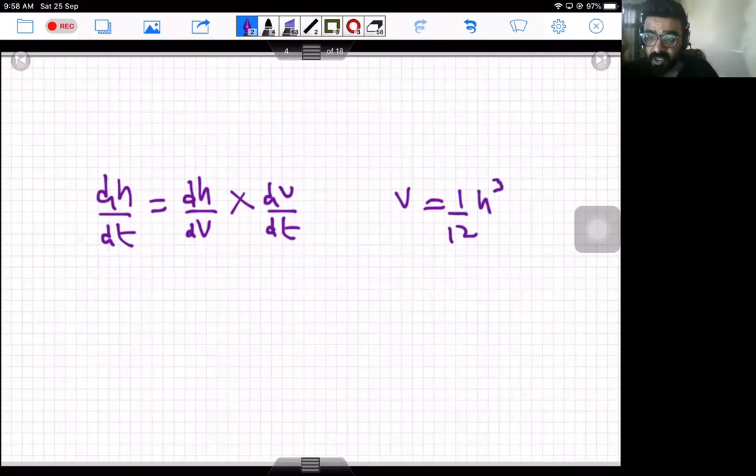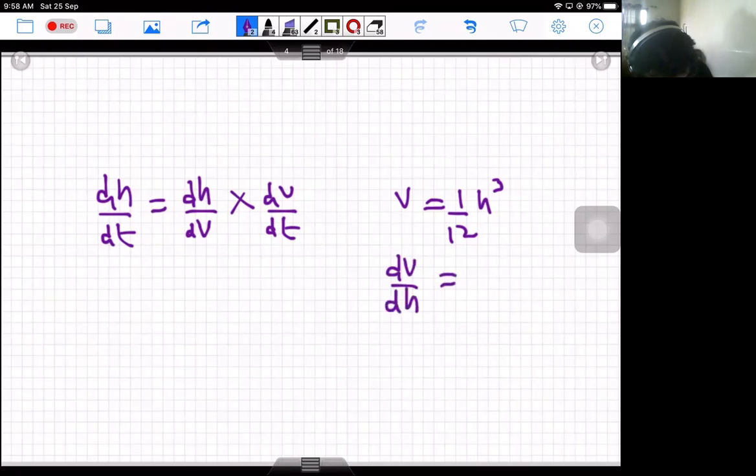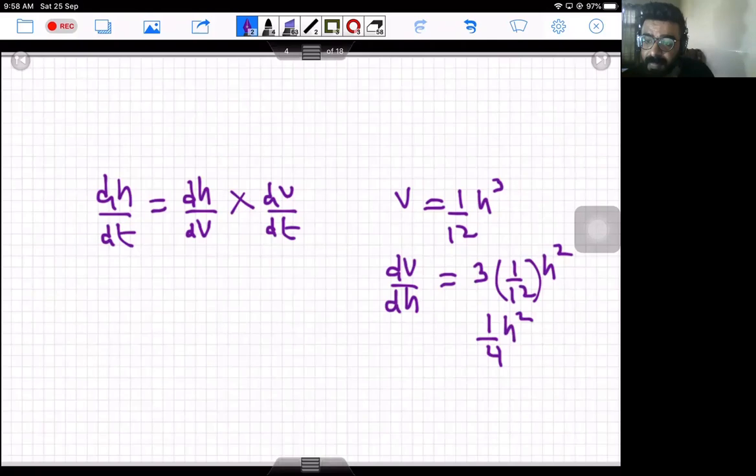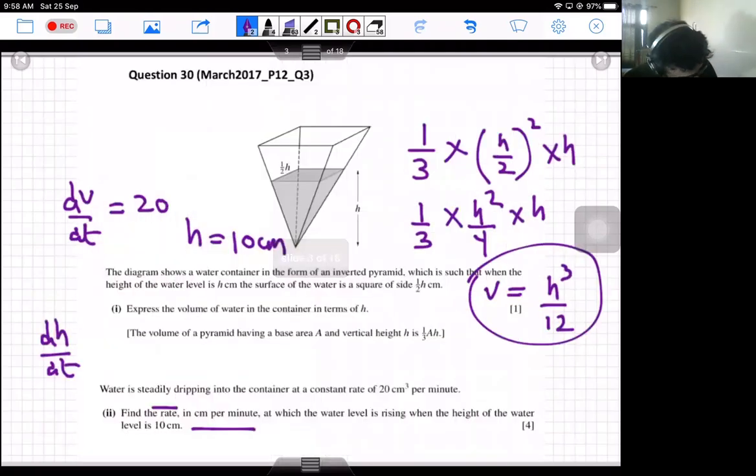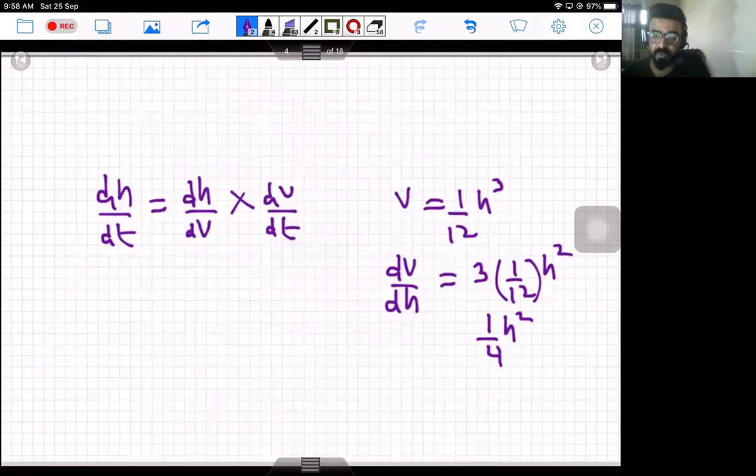So if you find a function for dV over dh, it is 3 times 1 over 12 and then h squared. So 3 times 1 over 12 is basically 1 over 4, so 1 over 4 times h square. This is your dV over dh function. But we are talking about a particular instant, when h is equal to 10 centimeter. So just put the value h equals 10 into this function, and you will get the value of dV over dh.